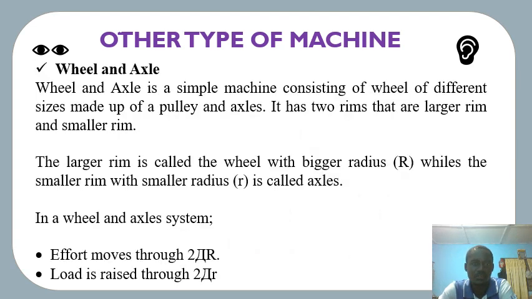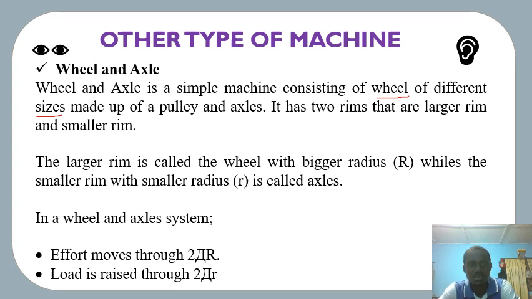The other type of machine we have is the wheel and axle. The wheel and axle is a simple machine consisting of a wheel of different sizes made up of a pulley and axle. It has two rims, the larger rim and the smaller rim.